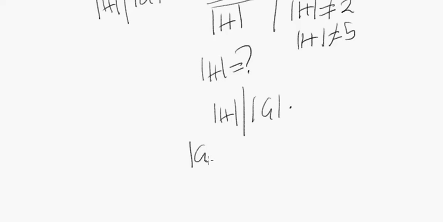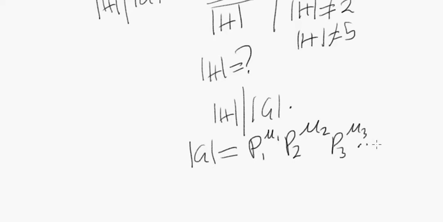Especially if we know the prime factorization of G. If we wrote down G and found that it was the product of some primes, let's say its prime factorization was p1 to the mu 1, that's one of the primes dividing the cardinality of G, raised to the power to which it's contained in it, and prime 2 raised to mu 2, and prime 3, whatever the prime is, raised to mu 3, all the way to the prime pj raised to mu j.